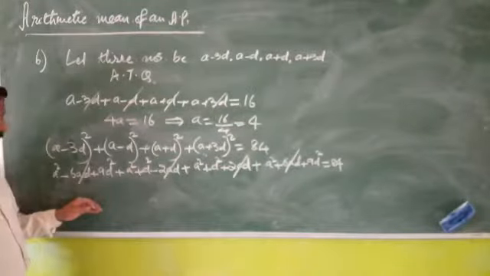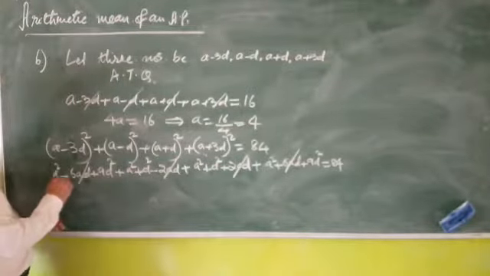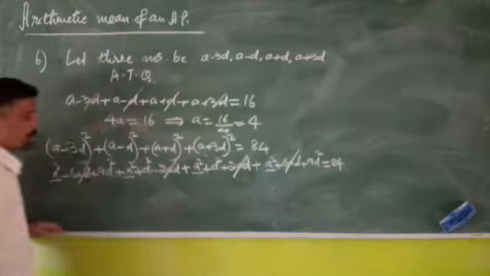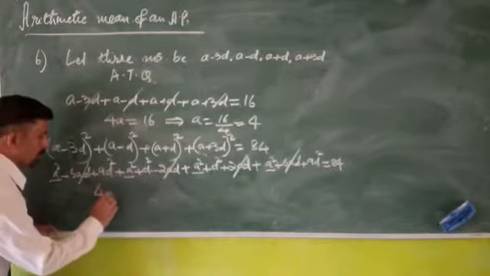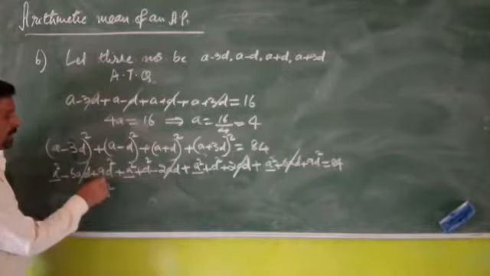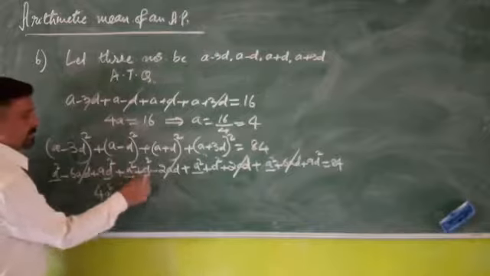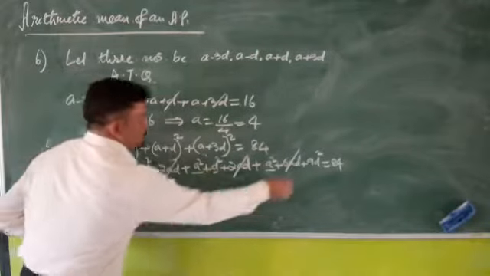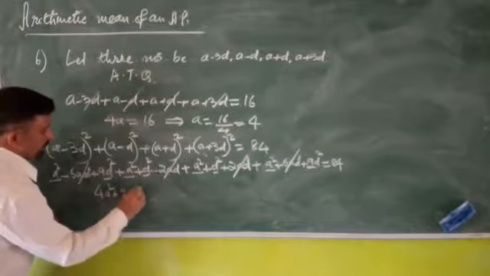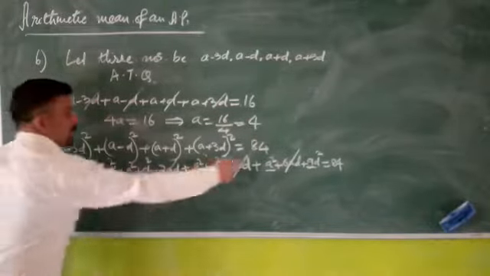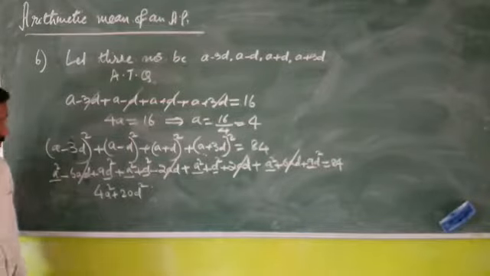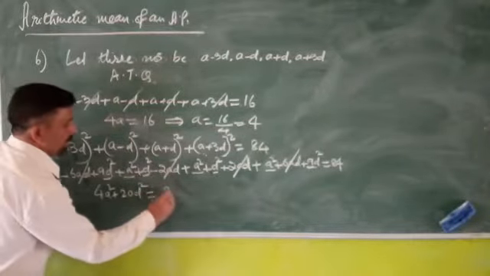Is it okay? After this we have a², a², a², a². How many a²? 4a². Now we will count d². 9, 10, 11 and 9, 20. 20d². Now see, this long sentence became a very short sentence. Is it okay or not? Yes. And this is equal to 84.